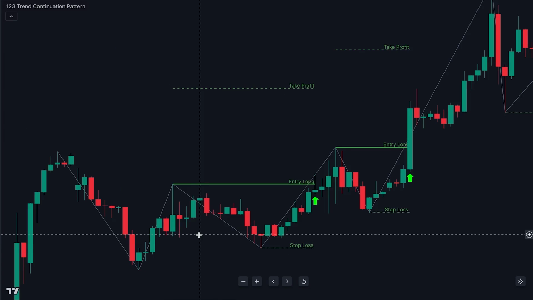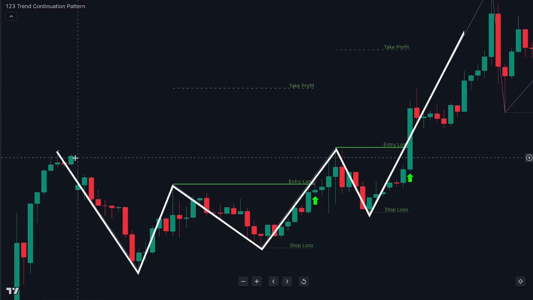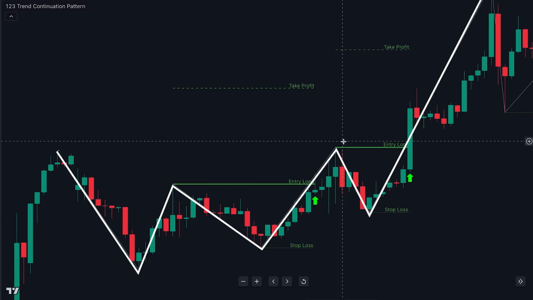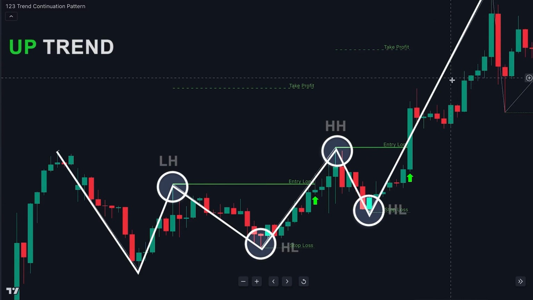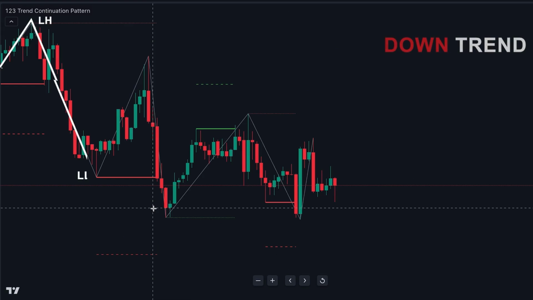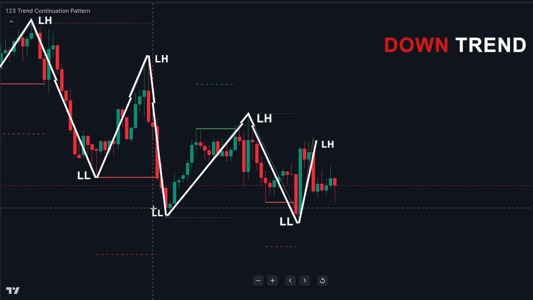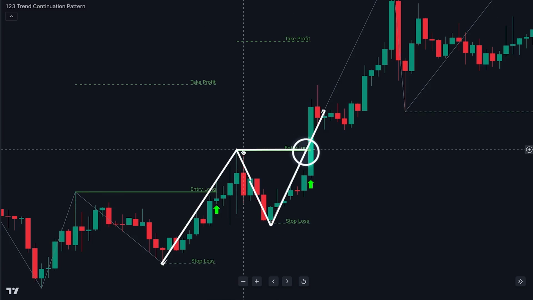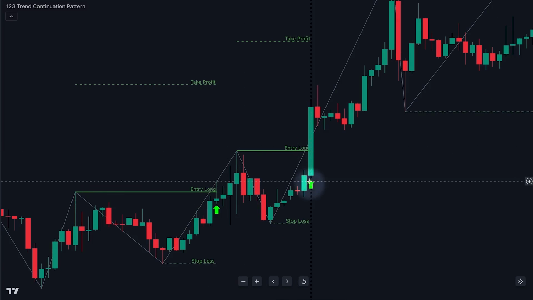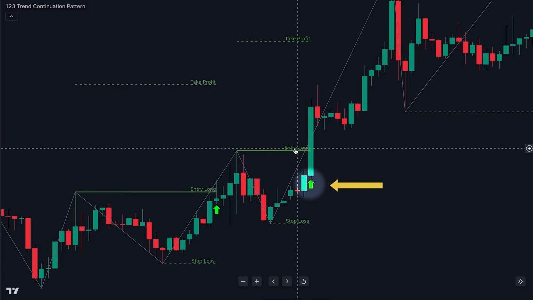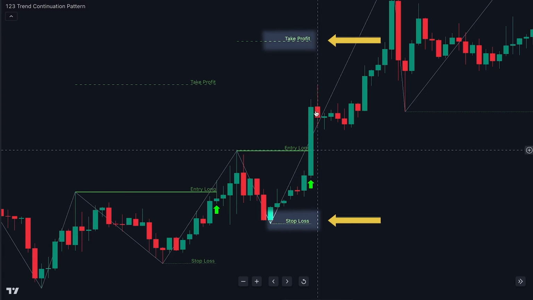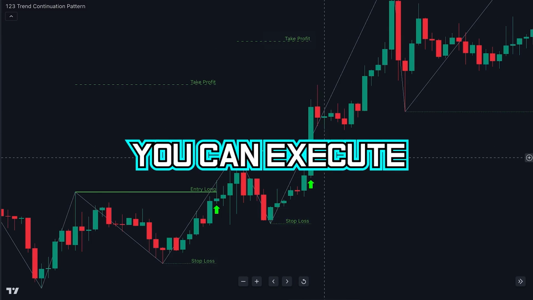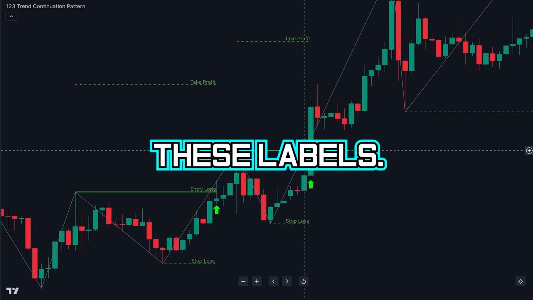The main feature of the indicator are these zigzag lines that are being used to determine market structure. As the market makes higher highs, this is considered an uptrend, and as the market makes lower lows, this is considered a downtrend. In an uptrend, when the market breaks a previous higher high, this is considered a buy signal and an entry label is plotted. At the market higher low, the stop loss label and take profit is also plotted. You can execute a buy trade based on these labels.